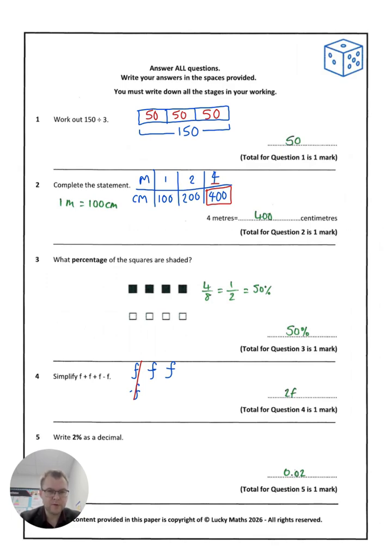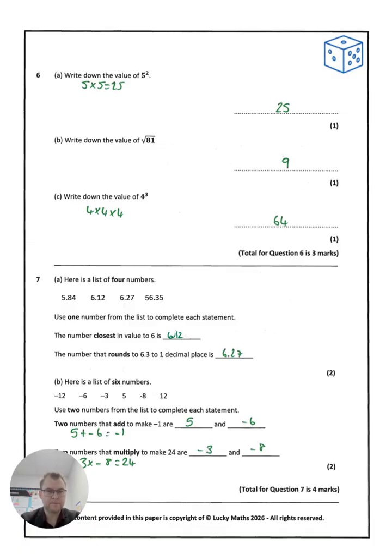Question 4, algebra, f plus f plus f. You can see 3 f's. We're going to take 1 away. So f minus f there, I've obviously eliminated those, leaving us with 2f. Question 6 is about powers, and 7 is about rounding numbers and making numbers that add and multiply.